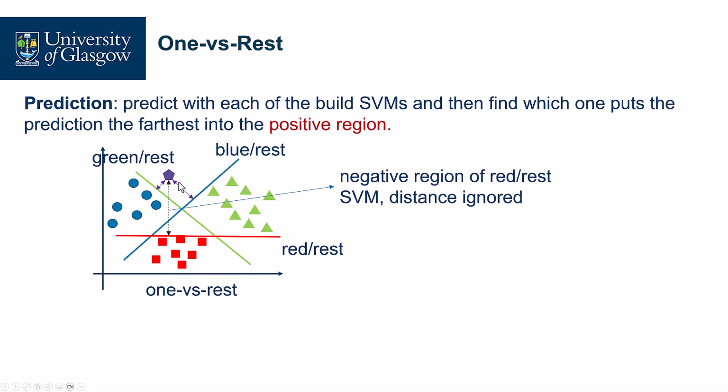Then we can compare these two distances, in the green versus rest and the blue versus rest. We can see this is deeper into the blue versus rest, right? So we predict this point as belonging to blue. So this is one versus rest, one multi-class SVM classification.